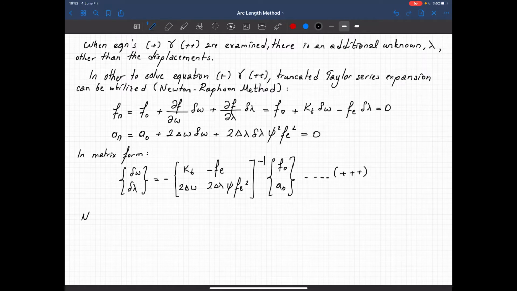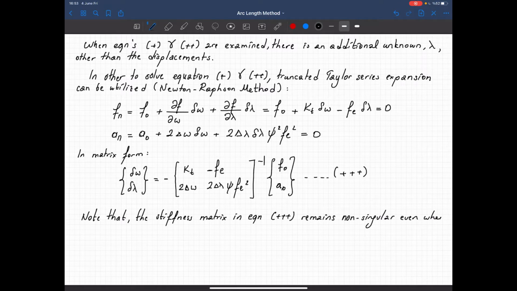So let's write this down. So note that the stiffness matrix in equation 3 plus remains non-singular. That's the good part. Even when KT, the tangent stiffness, is singular. So it still works if you're at the limit point.